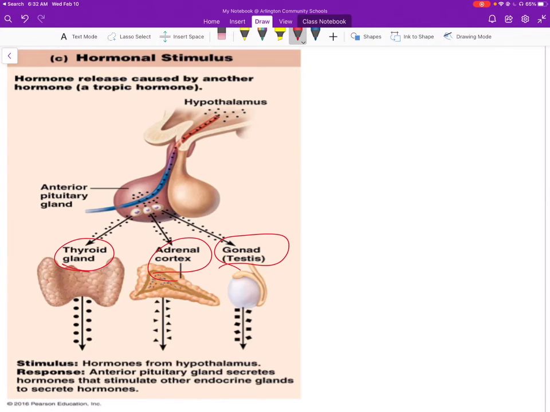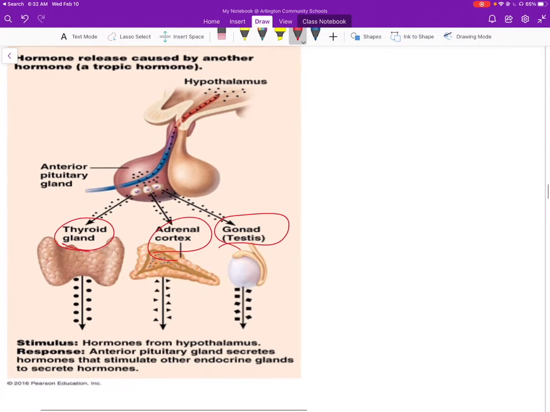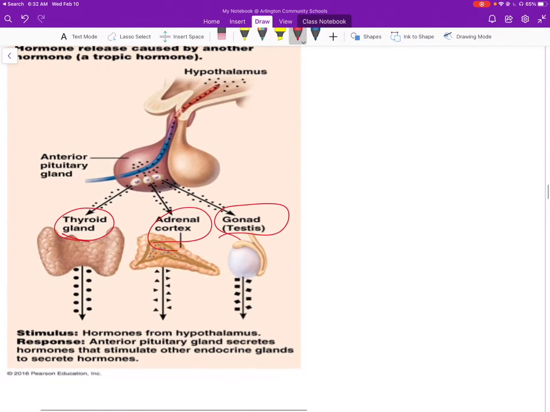Here we have our hormonal stimulus, where a hormone is released caused by another hormone, a tropic hormone. The hypothalamus is going to release a hormone that travels down to the anterior pituitary gland, and it's going to release certain hormones to target either the thyroid, adrenal cortex, or the gonads, based on what the hypothalamus is telling the anterior pituitary gland to do.